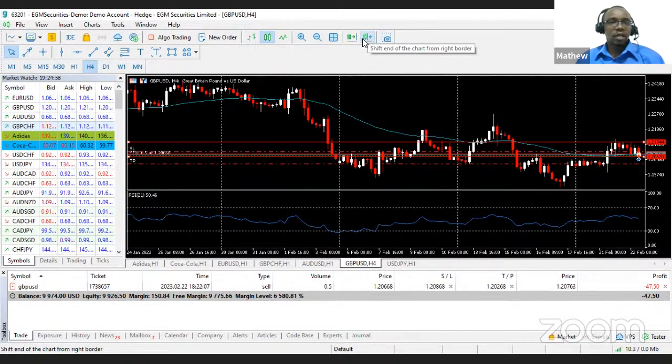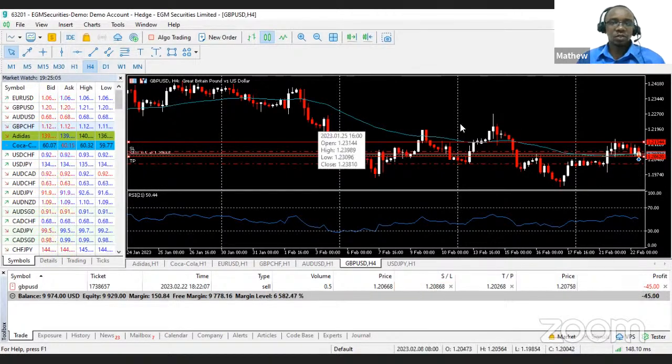You just need to click here, and it will go back to where you want price to be, which is the current market price. Now, for example, once you've mapped out your charts, maybe you would want to screenshot your charts. Maybe you're the type of trader who wants to journal their trades.